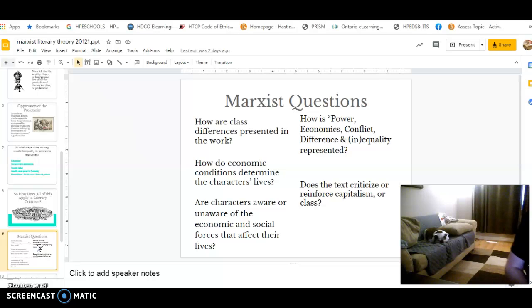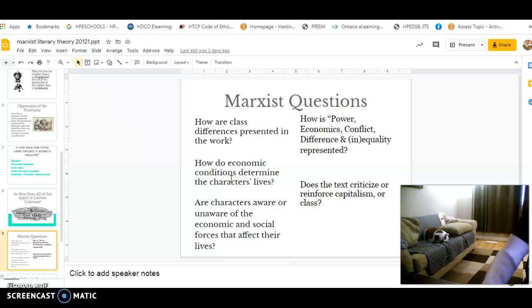So here is a list of the questions, and I'm going to take you into the document that we were creating as a class to somewhat answer some of these questions. I know you're very smart and can read these on your own, but just to go through: how are class differences presented in this work? How can we see the status or lives of the wealthy versus the lives of the poor?